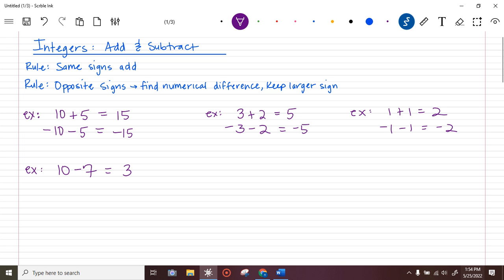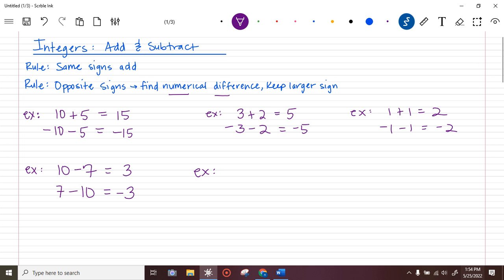If I reverse the order, now it'll be positive 7 minus 10. We still have the opposite sign case. You have a positive number and a negative number. So you find the numerical difference between the numbers, right? Between 10 and 7, again, it's a 3. And then you keep the sign of the larger number. So 10 is larger, so now it's a negative 3.